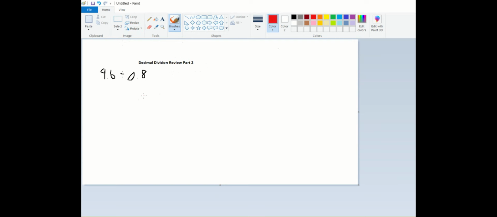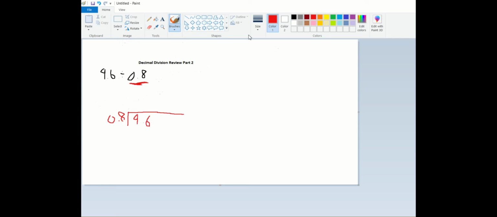So first things first, we want to set this problem up like we would if we were doing short or long division. We're going to put our divisor, which is 0.8, right here. And we're going to take 9.6, which is our dividend, and put it underneath.